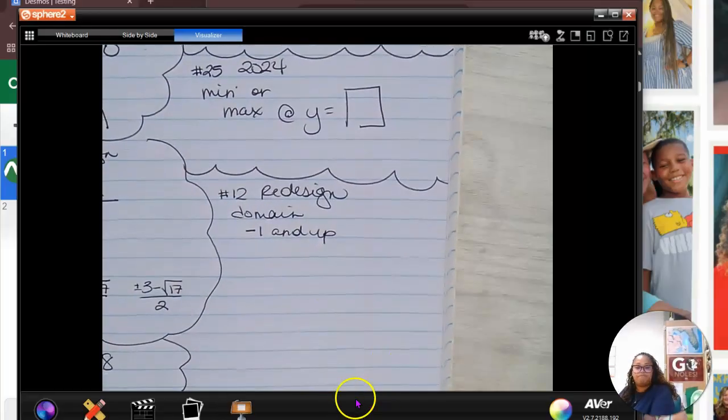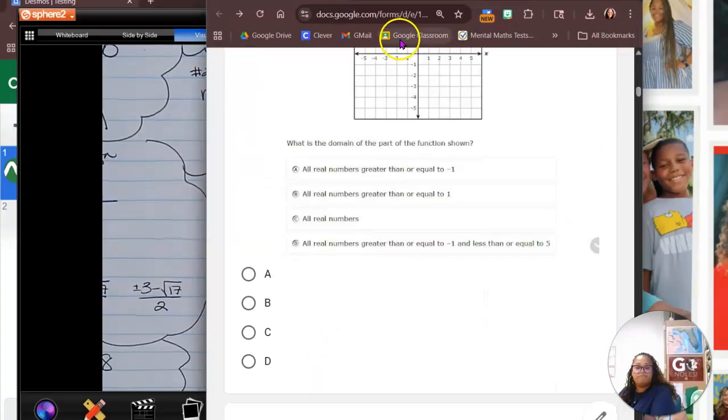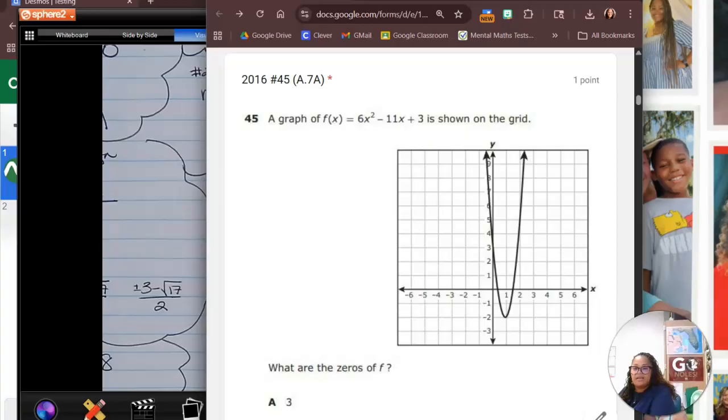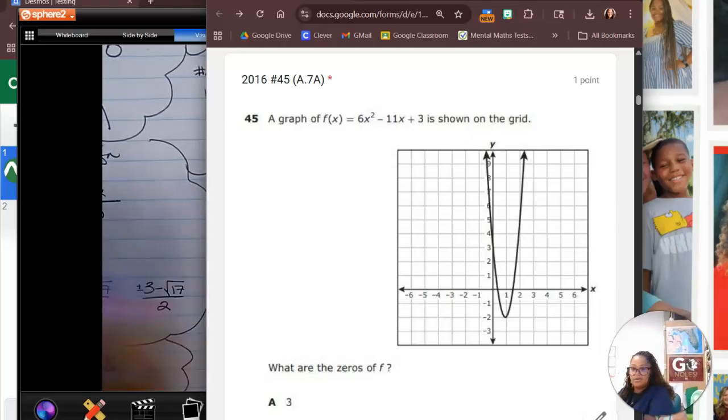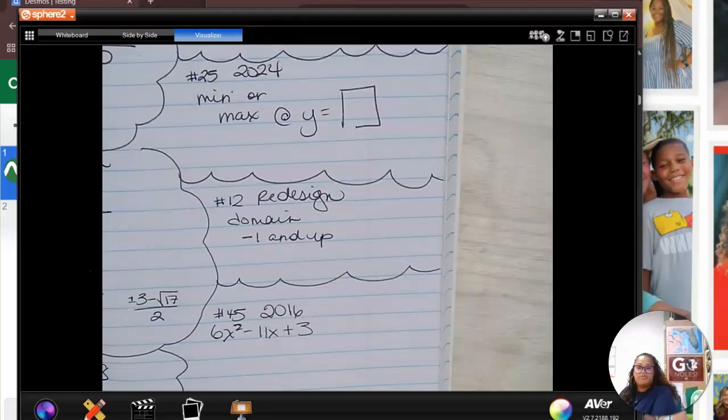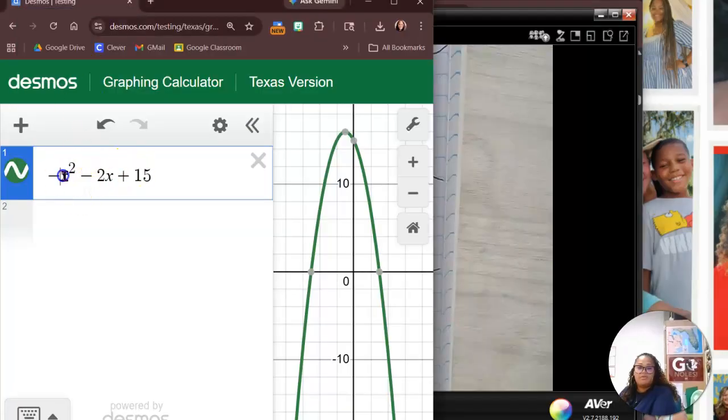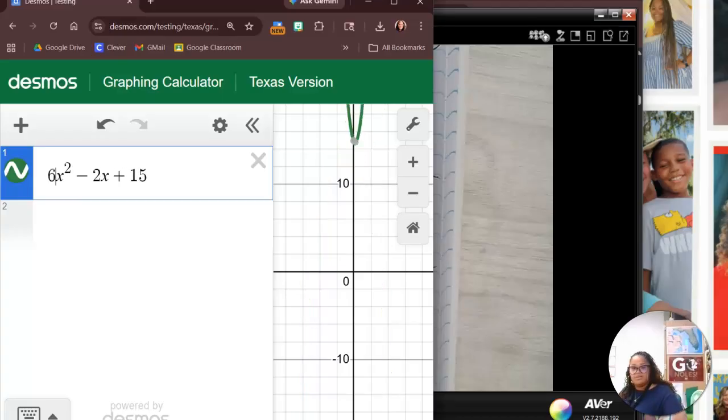-1 and up. Alright, 6x squared minus 11x plus 3. And this is question number 45, 2016. 6x squared minus 11x plus 3. Alright, and we've got to find the zeros. So comma Desmos. 6x squared minus 11x plus 3.